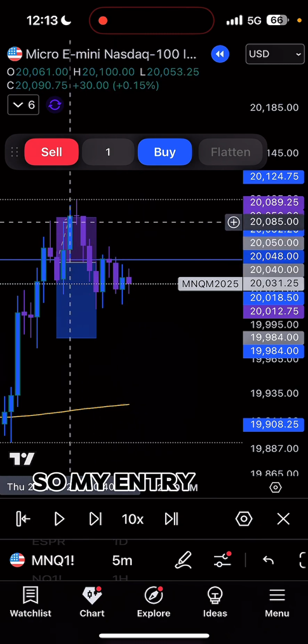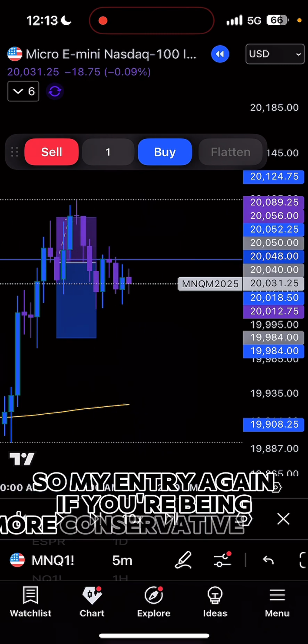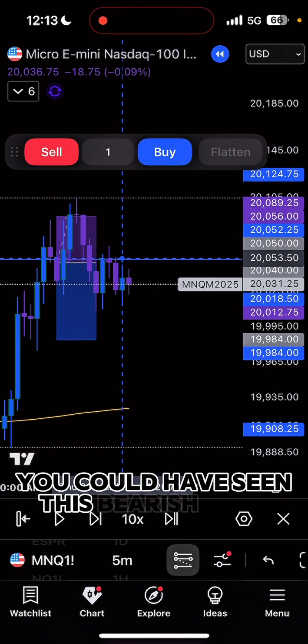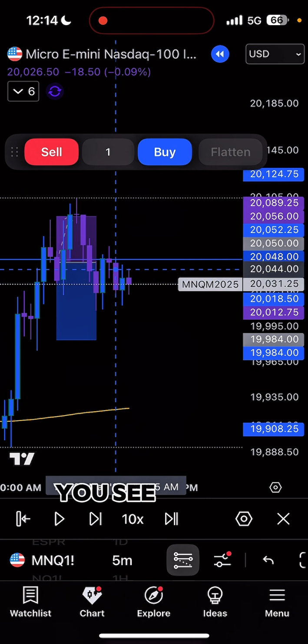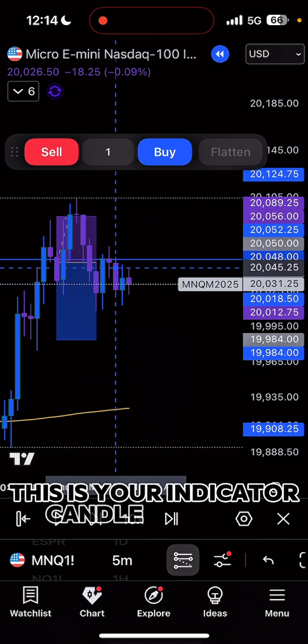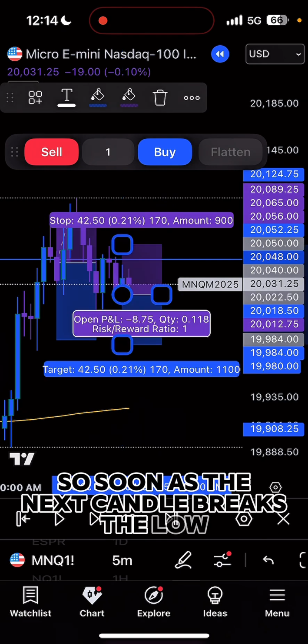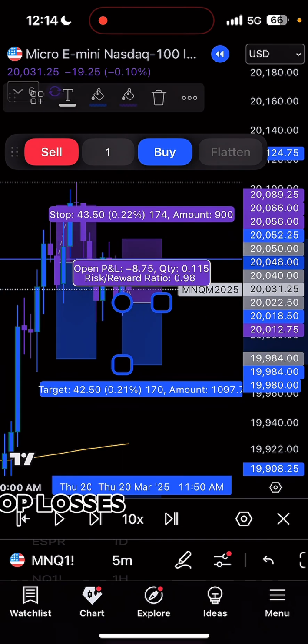So my entry, again, if you're being a more conservative trader, a little less aggressive, more passive, you could have seen this bearish head and shoulders pattern. You see a solid bar candle. This is your indicator candle to get in, and the next candle broke the low. So as soon as the next candle breaks the low, your entry could be right here. Stop loss is above this area.